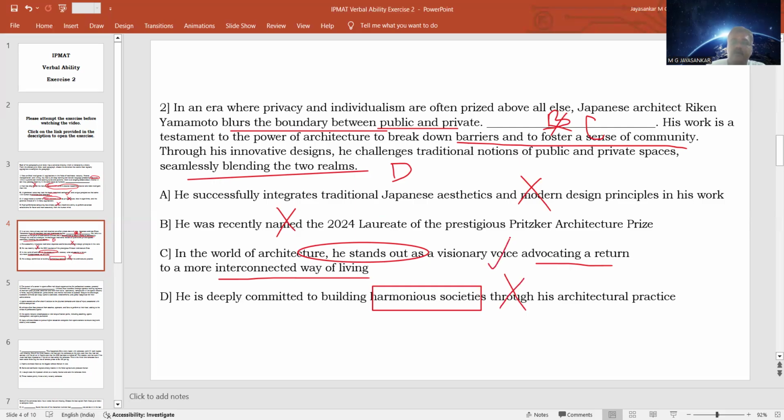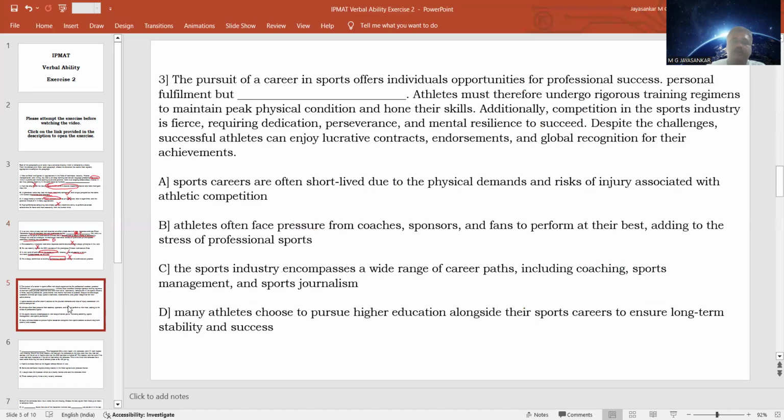This is how you find the answer in the second question. Go to the third one. So this is comparatively simple. It is talking about the pursuit of a career in sports and what are the opportunities you get by following a career in sports and why it is important for you to do rigorous training and to maintain peak physical condition. And you also have to be mentally balanced or mentally dedicated to find success.